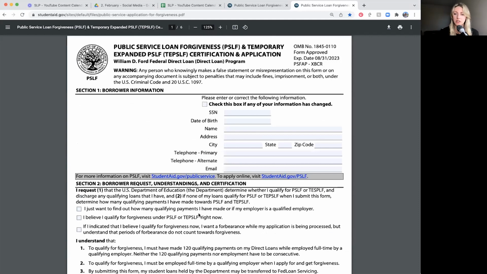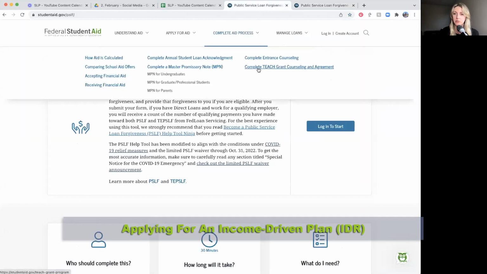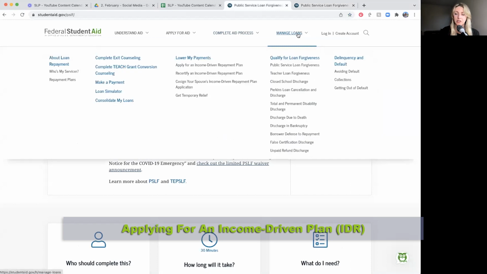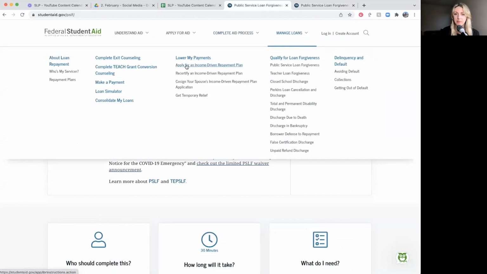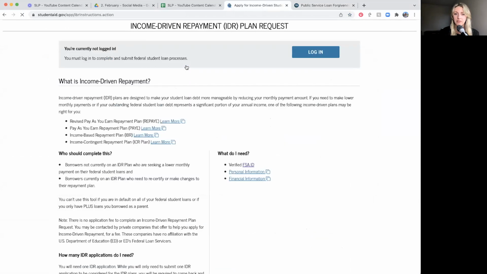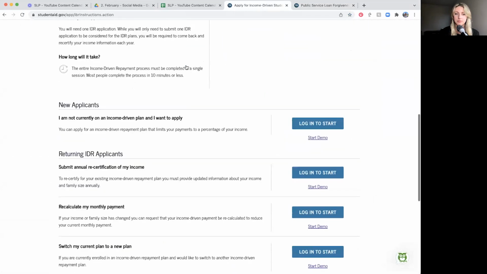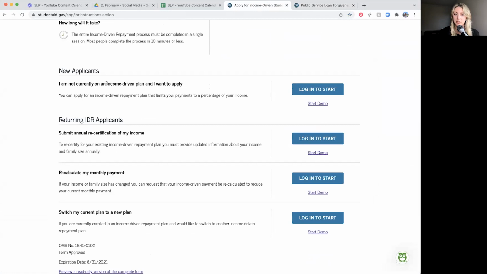And if you're not already on an income-driven plan, and we know we have payments to go to get to 120, you would also need to apply for an income-driven plan. And that can also be done on studentaid.gov. So underneath the lower my payment section, you can go to apply for an income-driven plan. And if you're a brand new applicant, you would complete this first application. And it looks similar to the one we walked through with the consolidation.